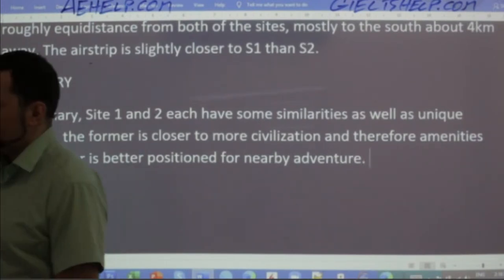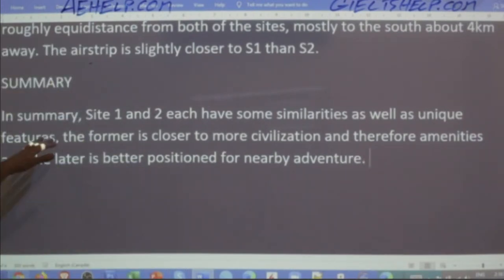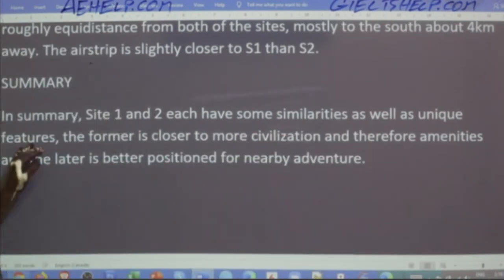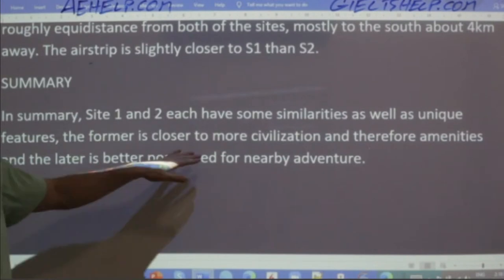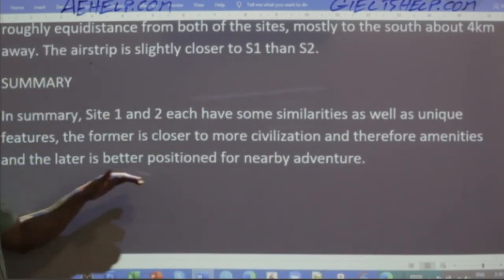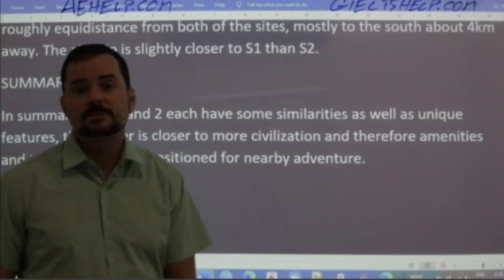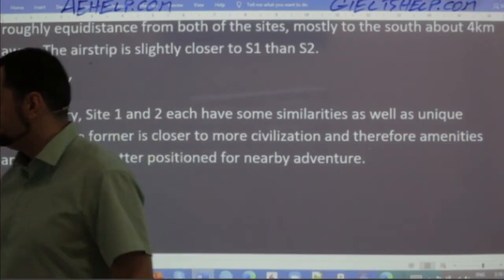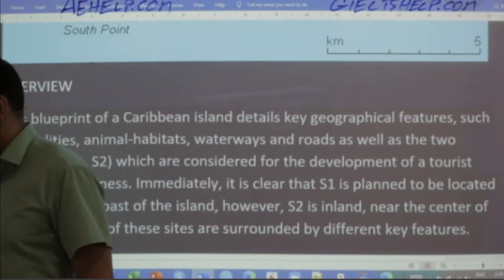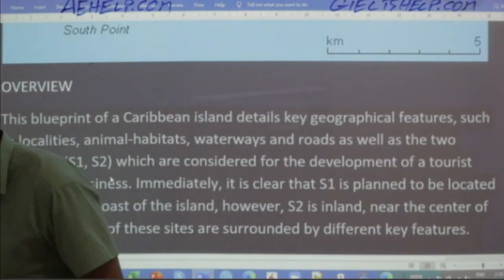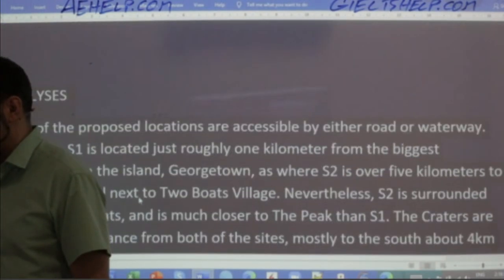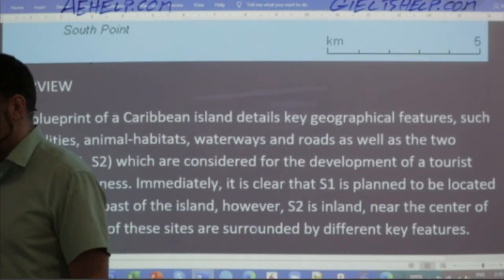Okay, so that's what I would write. In summary, site 1 and 2 each have some similarities as well as unique features. The former is closer to more civilization and therefore amenities, and the latter is better positioned for nearby adventure. That's what I would summarize. Okay, let's see how many words we have here. Just give me a moment, together with the overview. Yeah, so we're at about 185 words, roughly, which is just perfect, okay?